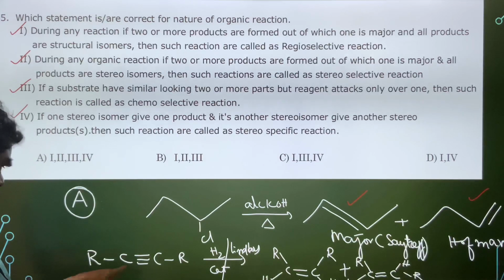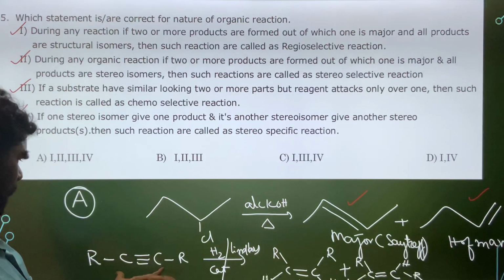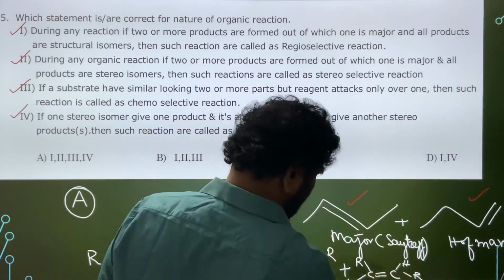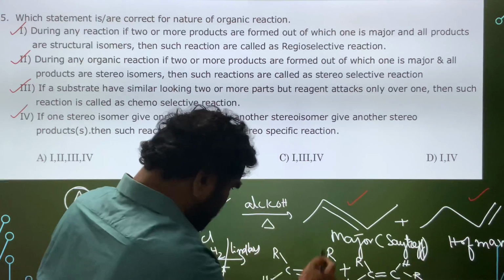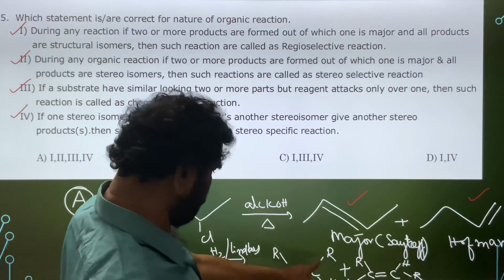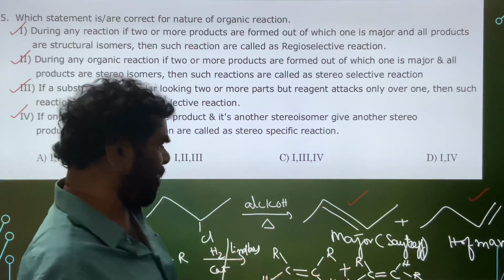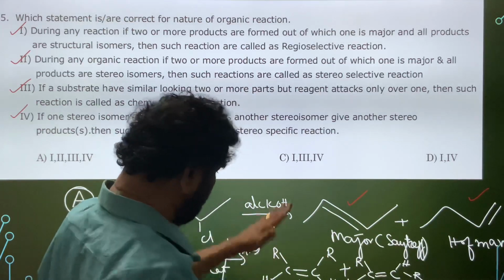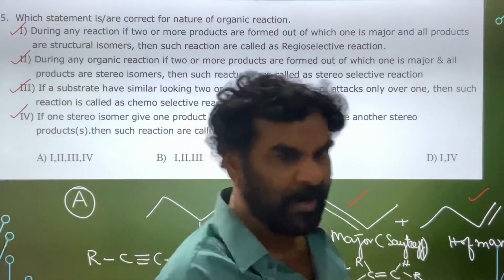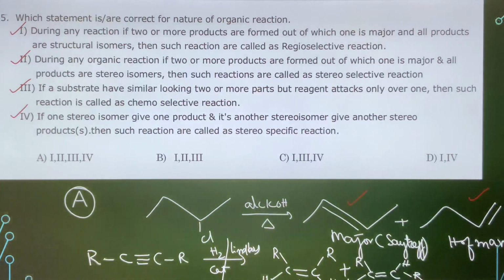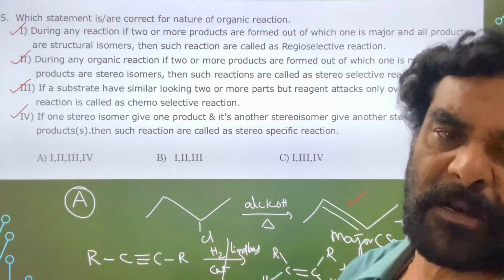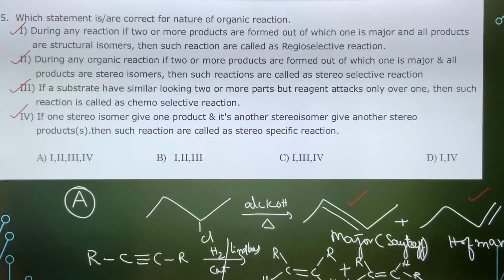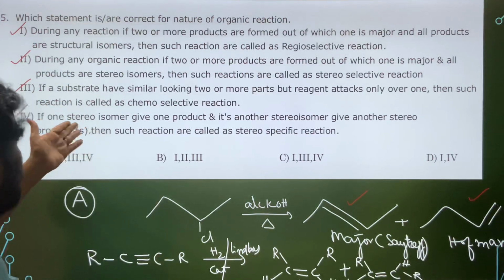Now stereoselective. When a non-terminal alkyne is treated with hydrogen in the presence of Lindlar catalyst, cis-alkene is formed, and a small amount of trans-alkene is formed. This is the major, this is the minor. Stereoselective: cis is preferred over trans. One stereoisomer is formed as the major product, the other as the minor product. Such reactions are called stereoselective reactions. And the third and fourth are also the same.